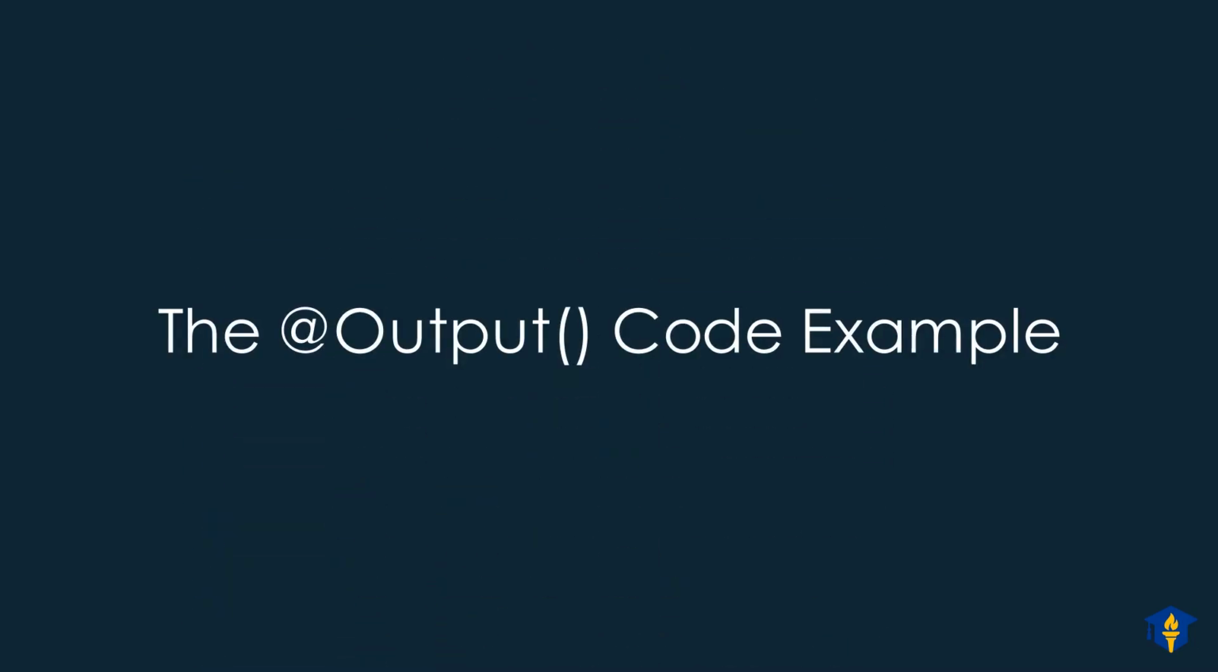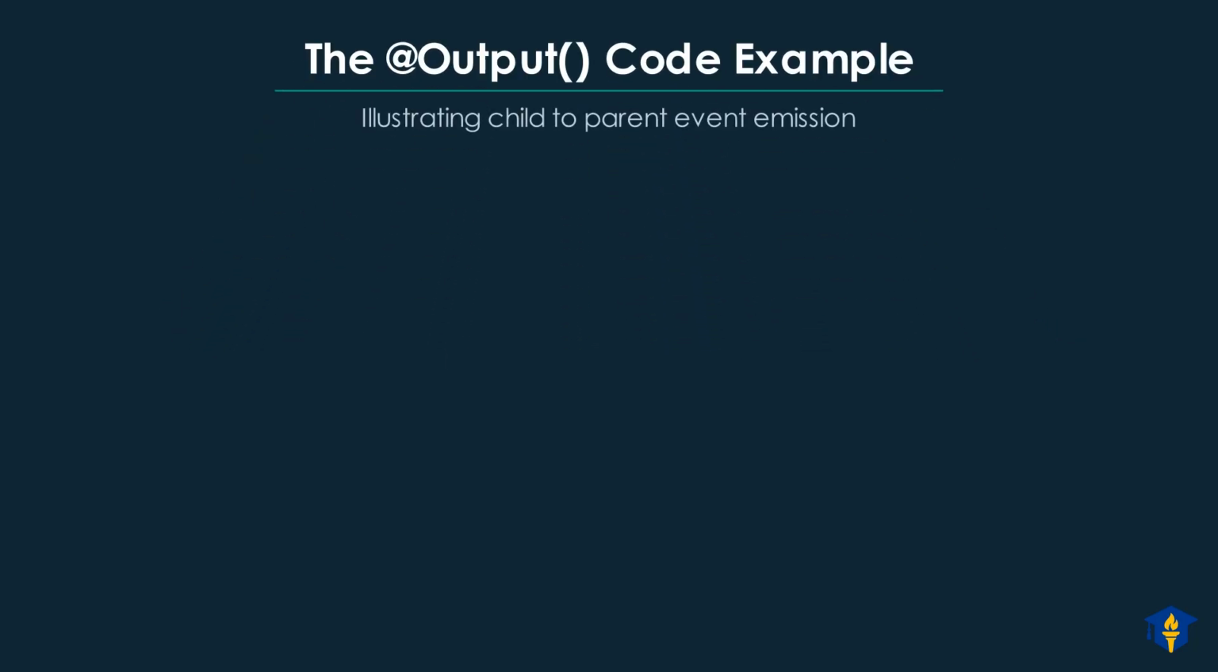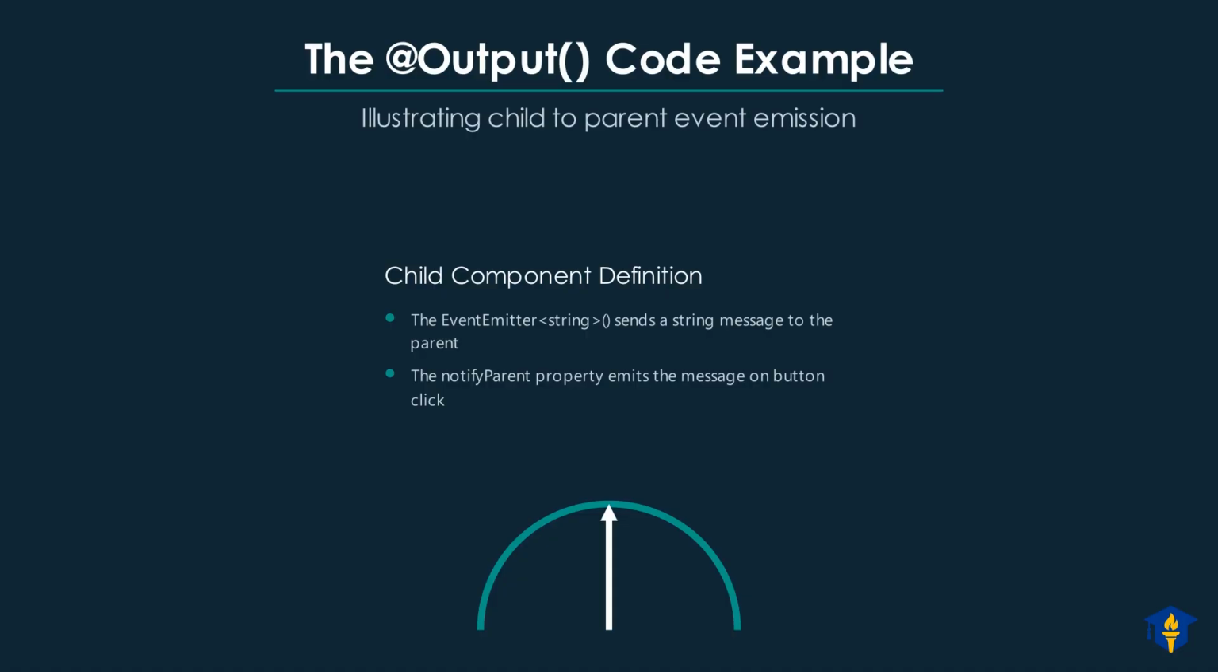Let's explore a code example that demonstrates how the @Output decorator works in practice. This example will clearly illustrate the process of emitting events from a child component to its parent. First, let's examine the child component definition, which is configured to send messages.